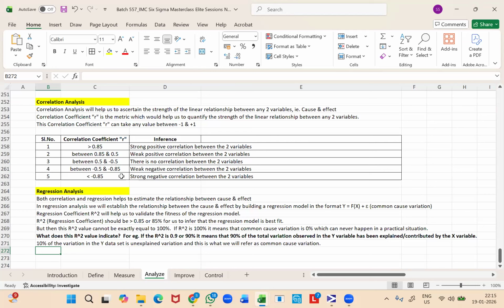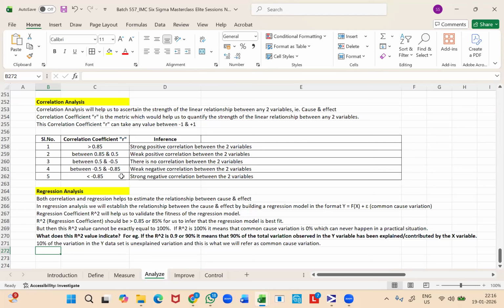Then we have subjective multi-voting, which is all about asking the team members to rate the listed causes on a scale of 1 to 5, 1 being the causes least significant to the business problem, and 5 being the causes most significant to the business problem.